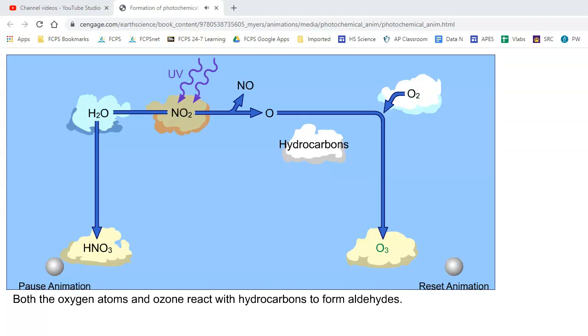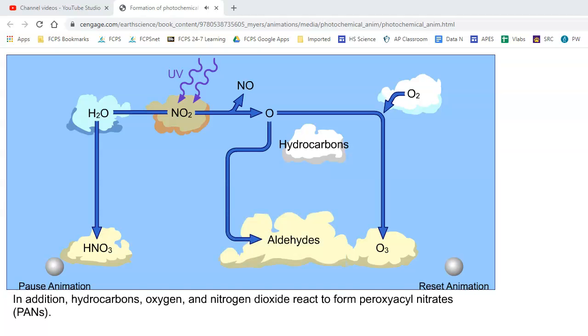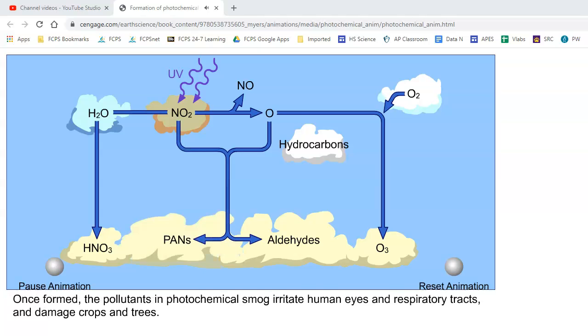Both the oxygen atoms and ozone react with hydrocarbons to form aldehydes. In addition, hydrocarbons, oxygen, and nitrogen dioxide react to form peroxyacyl nitrates. Once formed, the pollutants in photochemical smog irritate human eyes and respiratory tracts and damage crops and trees.